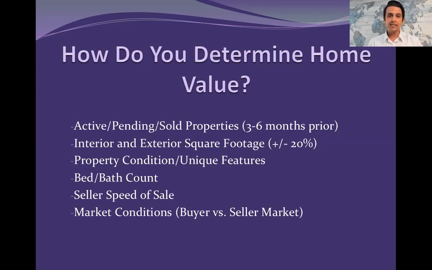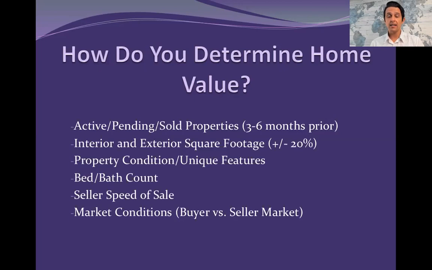So when you're looking at CMAs, you want to take into consideration interior and exterior square footage. So the inside home square feet, usually you want to be plus or minus 20%. So if you have a 1,000 square foot home, you want to be anywhere from 1,200 to 800 square feet with your comparable properties that you're trying to gauge the value of a home.